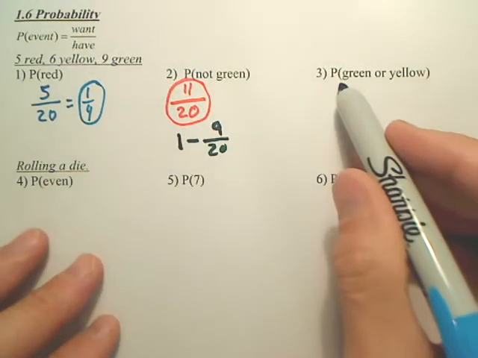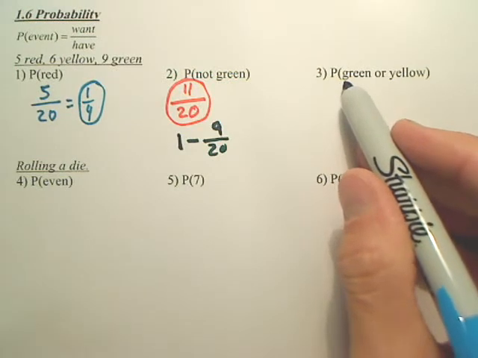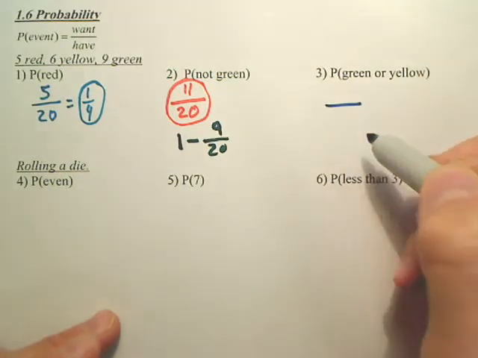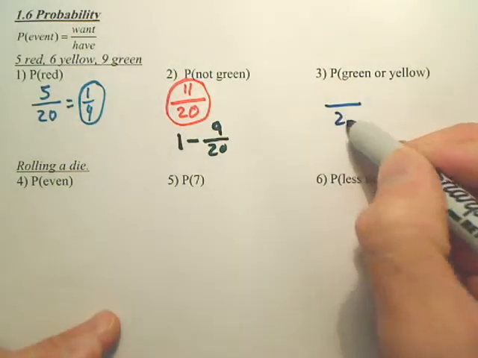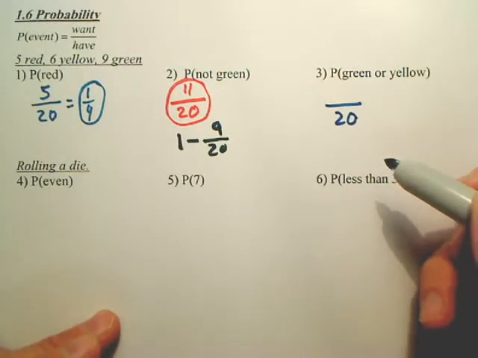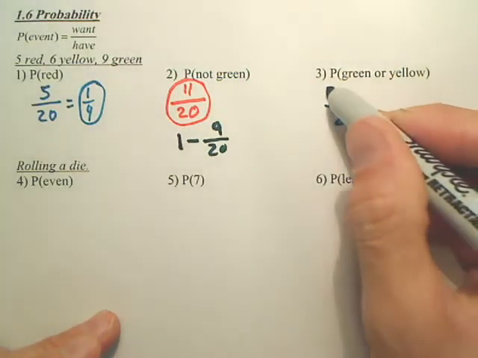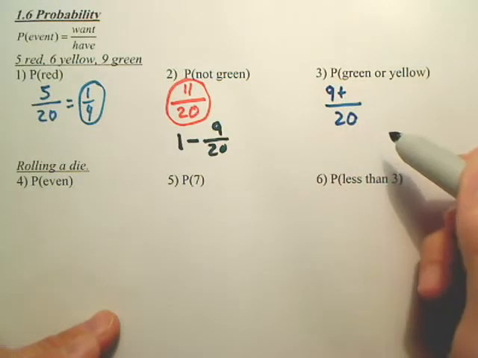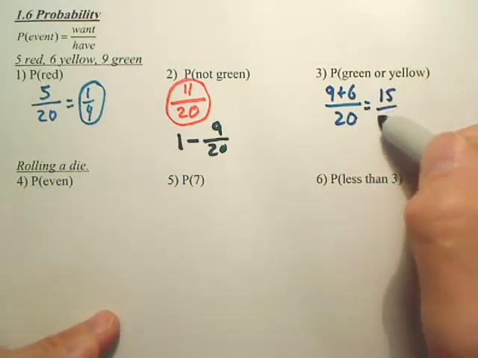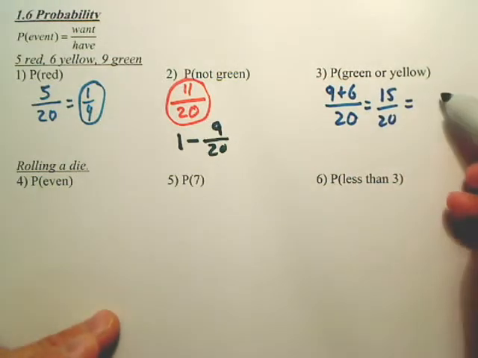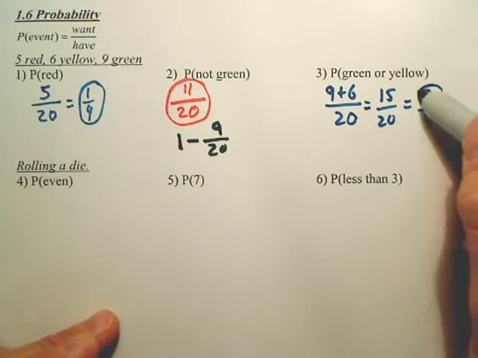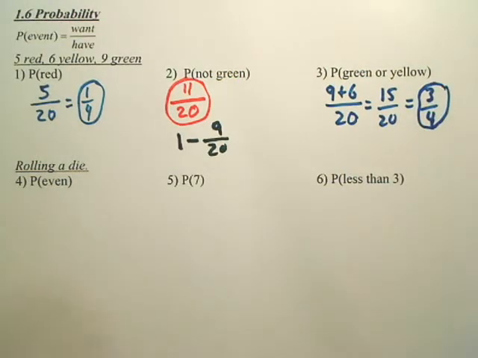Number 3, probability the pin you grab or the marble you grab is green or yellow. So do we still have 20 to choose from? Yes. And out of those, how many are green? There's 9 green, and how many yellow? So that reduces to 3/4. So if you drew something 4 times, 3 times it should be green or yellow.